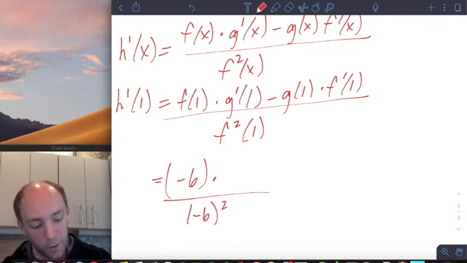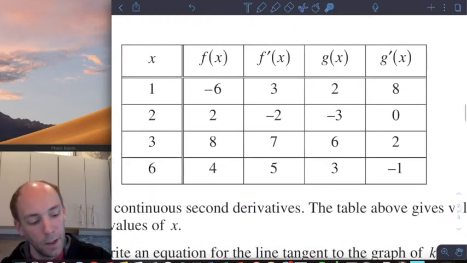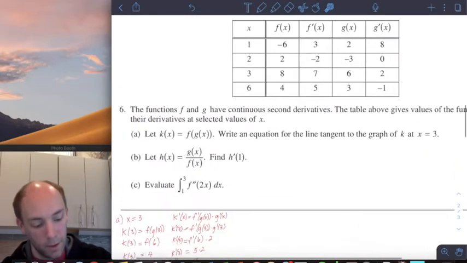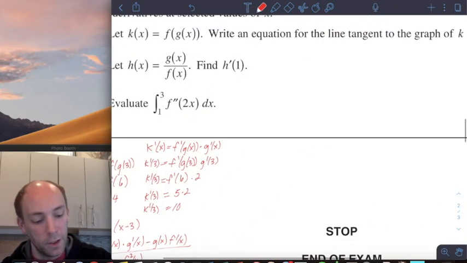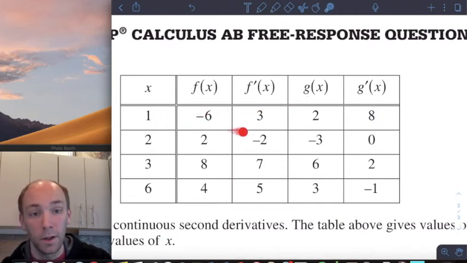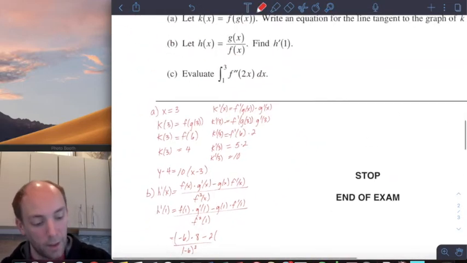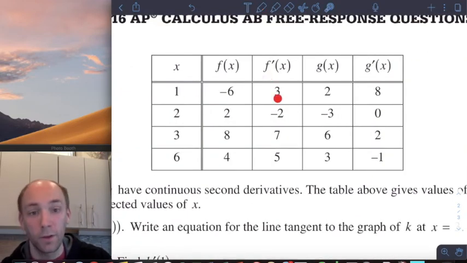We'll do them in order. So now g prime of 1. g prime of 1 is 8. So I would change that now to an 8, minus g of 1. g of 1 is 2, so let's change that to a 2. And then f prime of 1. f prime of 1 is 3.